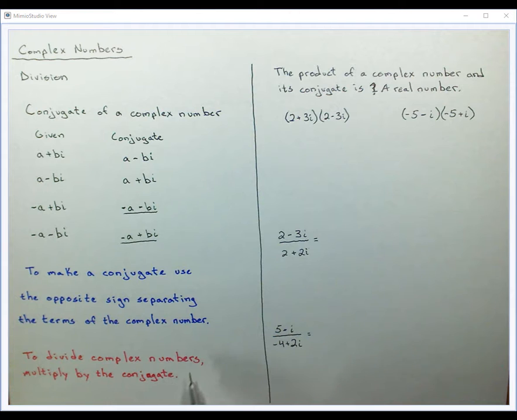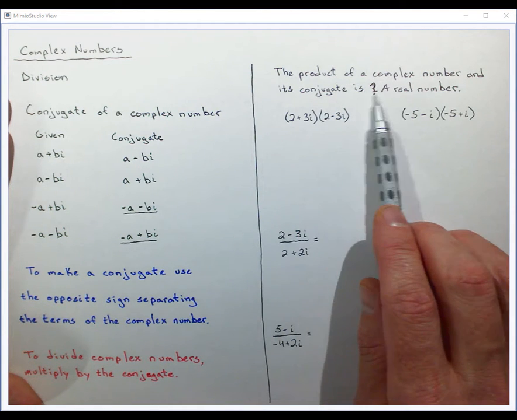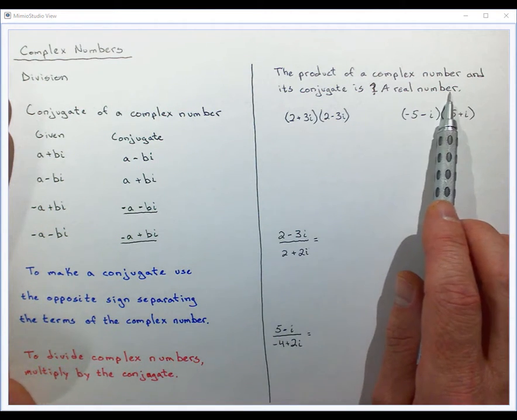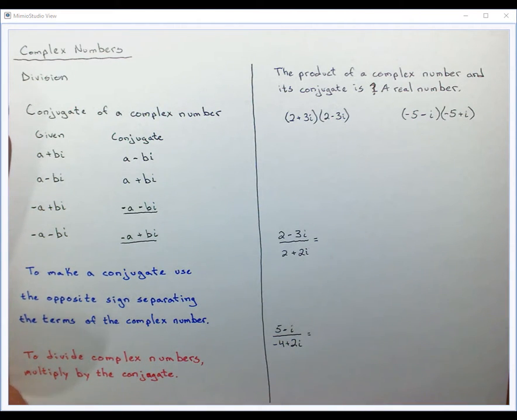To divide complex numbers, you're going to multiply by the conjugate. The reason this is nice is because it's considered improper to leave an imaginary number or a complex number in the denominator. The product of a complex number and its conjugate is a real number, so we remove that imaginary number from the denominator.